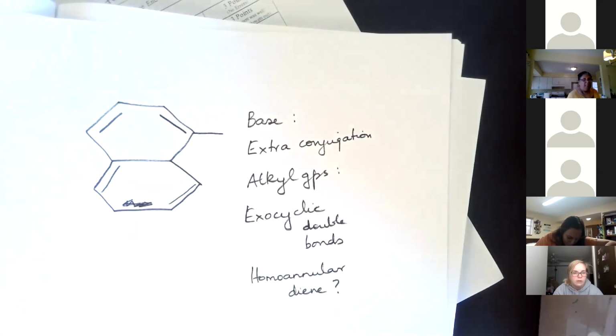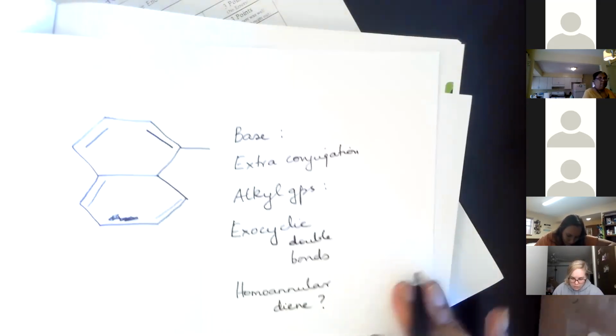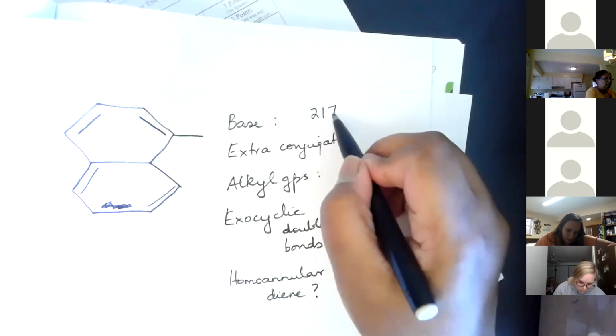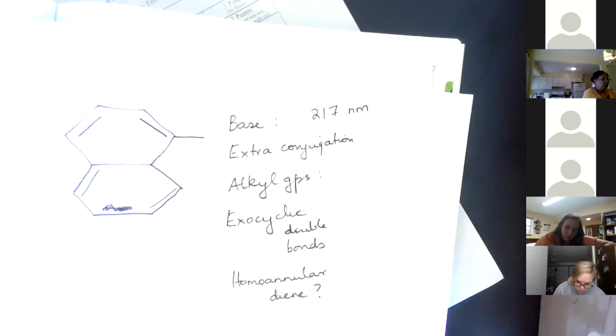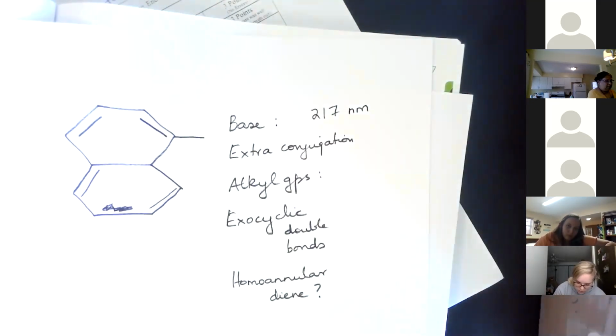All right, what's the base? I'm going to start using 217 from our book. Extra conjugation. Do we have one extra or two extras? John? Sorry. Yeah, I was wondering about that.